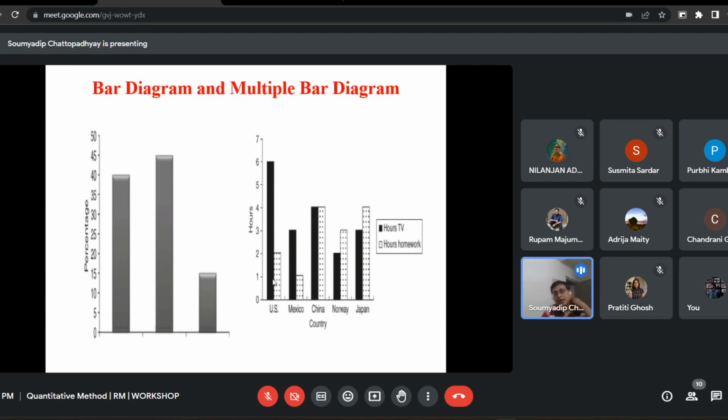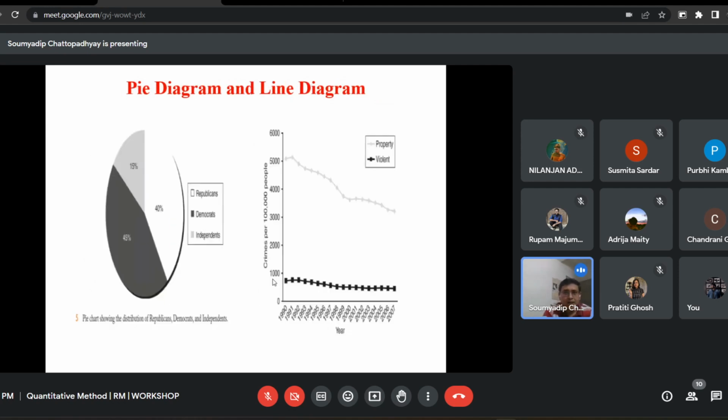This is basically the examples of the average number of hours which people spend in watching TV and in doing certain kinds of household homework in 5 different countries. So this is basically an example of a multiple bar diagram.